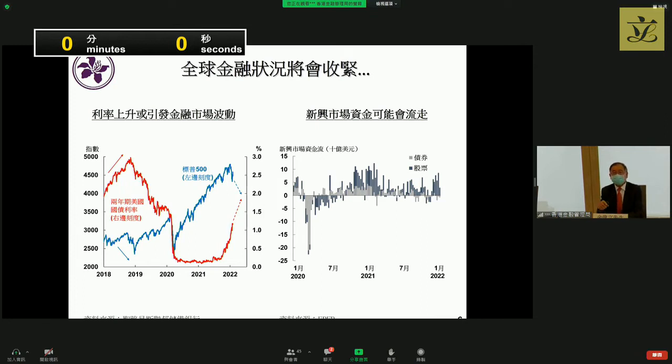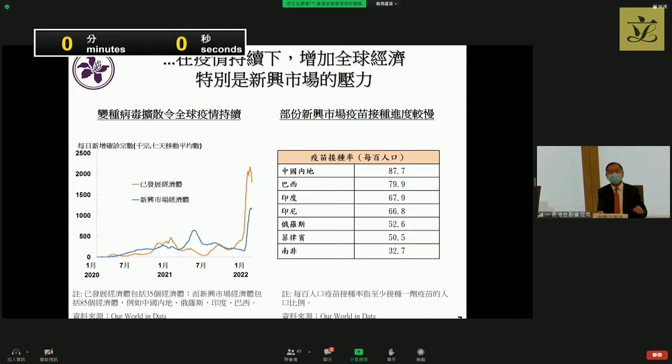Now, as the pace of interest hike picks up, the blue line here is the S&P 500, which represents the stock market in the U.S. They've been on an upward trend for 2 years. So with the interest rates rising, it's questionable whether there'll be more market fluctuations. Now, in the low interest rate environment, in the past 2 years, there have been capital inflows into Asian emerging markets. Now, the other concern, therefore, is whether the US interest hike may cause a capital outflow in Asia.